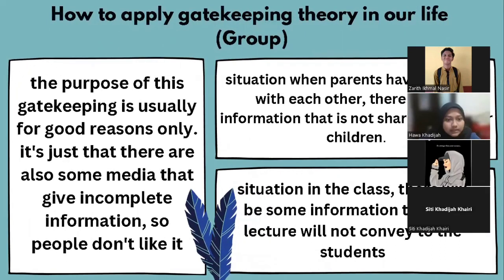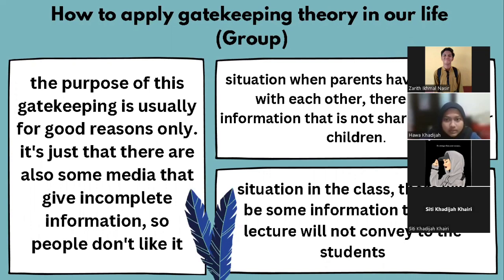Next, how to apply gatekeeping theory in our life: in a group. The purpose of this gatekeeping is usually for a good reason only. It's just that there are some media that give incomplete information, so people don't like it. This gatekeeping can happen to our family members, classmates, in small groups, and so on.